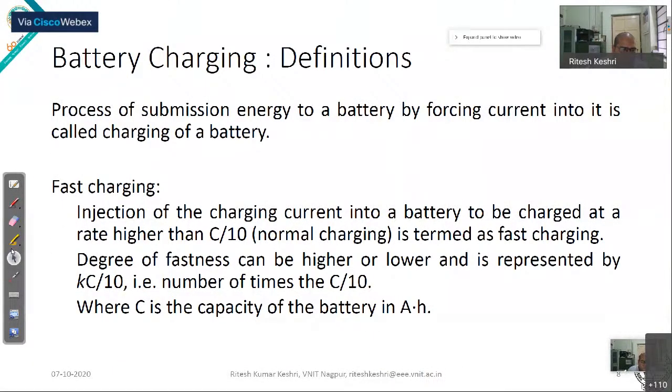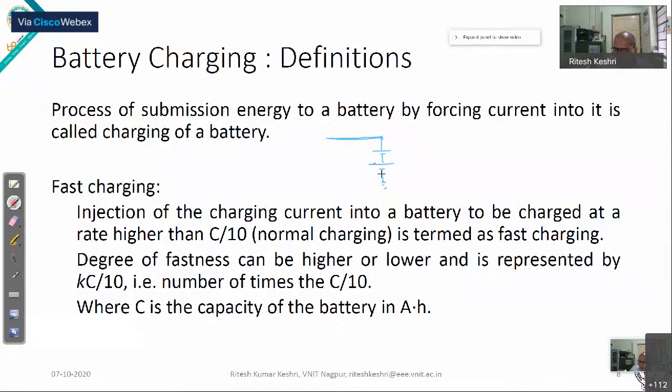Okay, so let's go ahead to make a discussion about the charging system. Charging. So in charging, what happens? Understand the definition. It is a process of submission of energy to a battery by forcing current into it, called charging of a battery. You have a battery, a battery pack. So what you can do is you have this source.